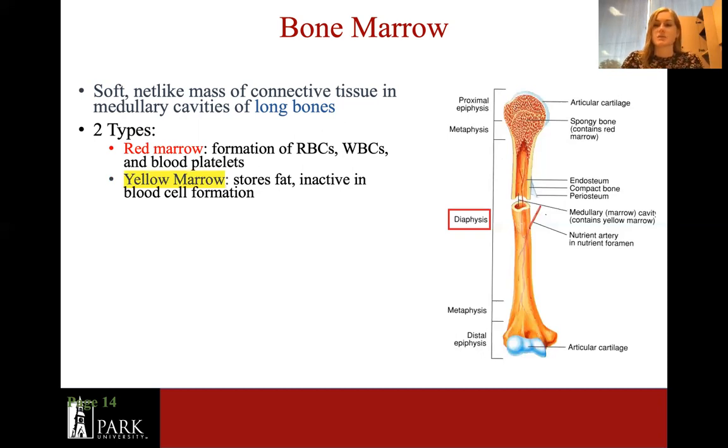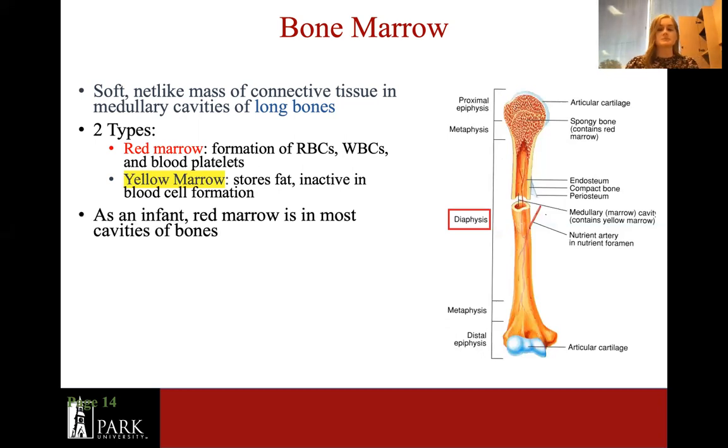The second type is going to be yellow bone marrow. This specifically is going to store fat. This is inactive in blood cell formation. So yellow marrow does not make any type of blood cell, red or white. It acts just as fat storage.